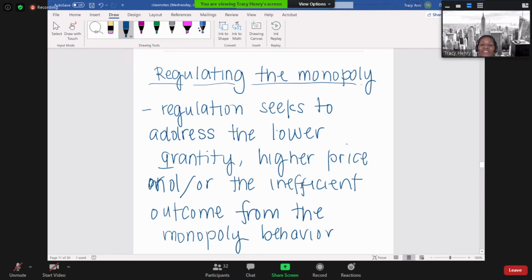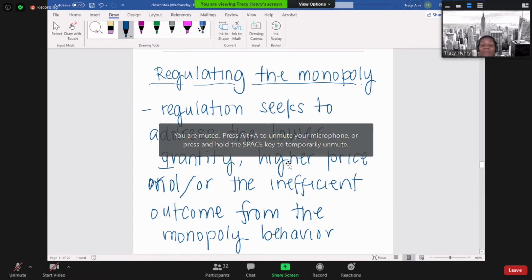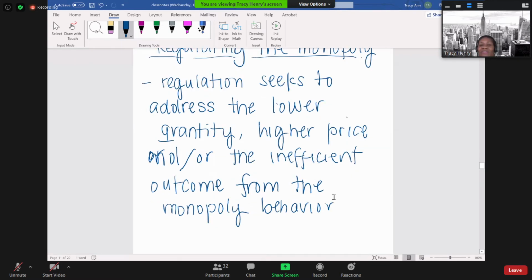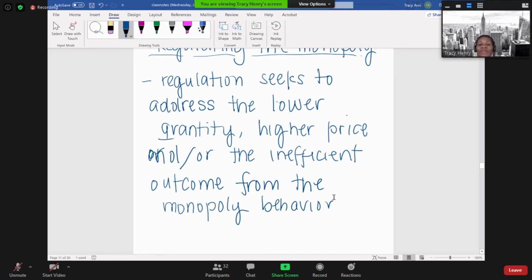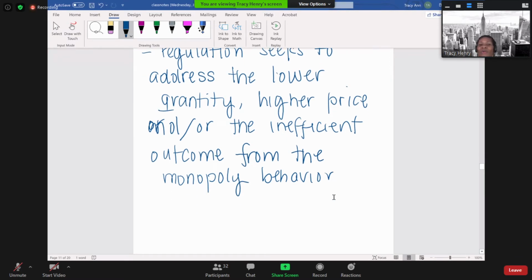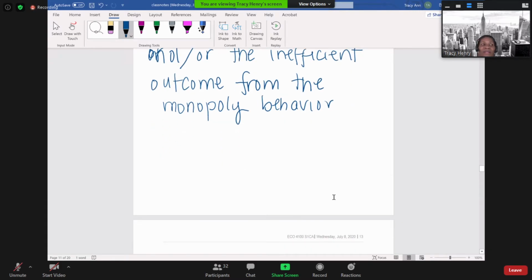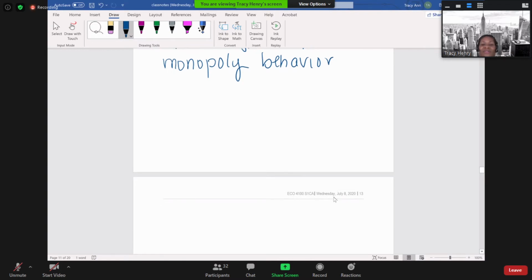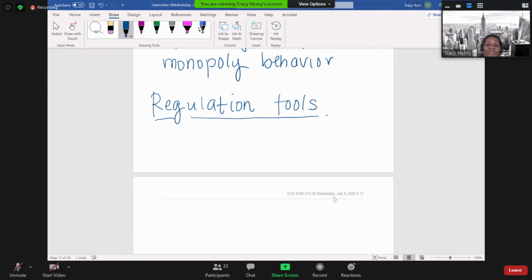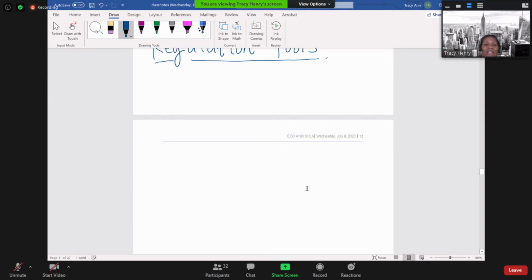So when you seek to regulate the monopoly, they're trying to address one of these issues: the quantity is too low, or the price is too high, or we're having this deadweight loss coming out from the monopoly. Now, one way that they can do it, so the tools, if you want to call it that, we could call it your regulation tools, and we're just going to talk about two of them today. Well, three, but we're going to focus on two. So one regulation tool that they could use is what we call the optimal price regulation.